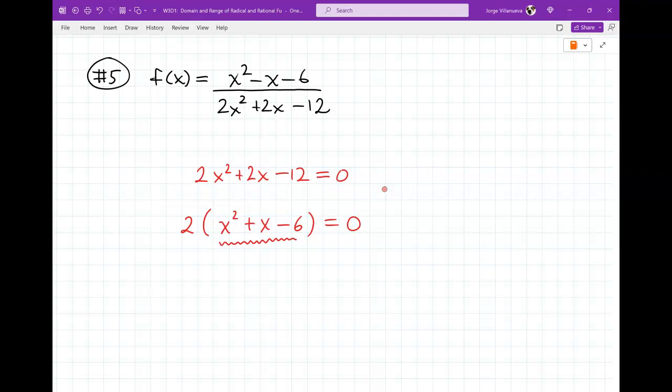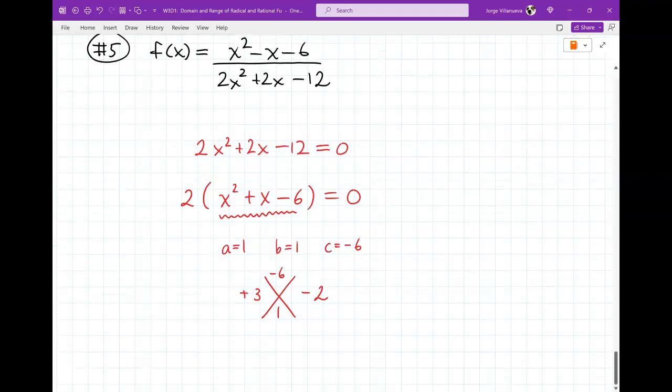Let me factor that. So a is 1, b is 1, c is -6. So I need two numbers that multiply to -6 that add up to a positive 1. One is positive, one is negative. A 2 and a what? A 3? Which one is positive, the 3 or the 2? The 3. Okay, so positive 3 and -2. Because 3 minus 2 is 1, that's good. And 3 times -2 is -6. So perfect. So I'm going to use those two numbers as my factors, okay?